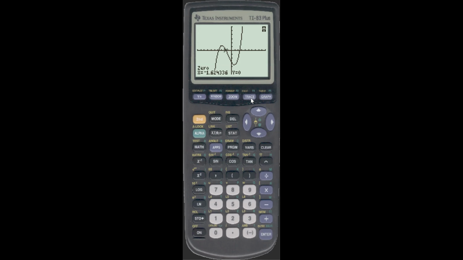Okay, and then to find the third one, same thing, second calc 0, and left bound. Sometimes you need to get reasonably close. If you try it over here, it might work, but you really do want to get closer, and that's why the window is so important. Right bound, just a little bit right of it, and then guess, and you should get this point there. So hopefully you got those same 3 values.